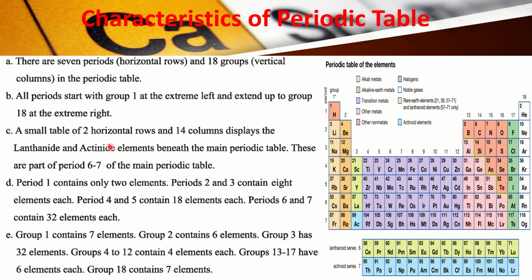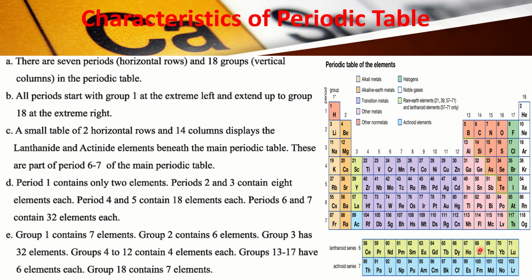A small table of 2 horizontal rows and 14 columns displays the lanthanide and actinide elements beneath the main periodic table. These are the part of period 6 and 7 of the main periodic table. Already you are thinking about these two. There are total 14 elements in these 2 groups.